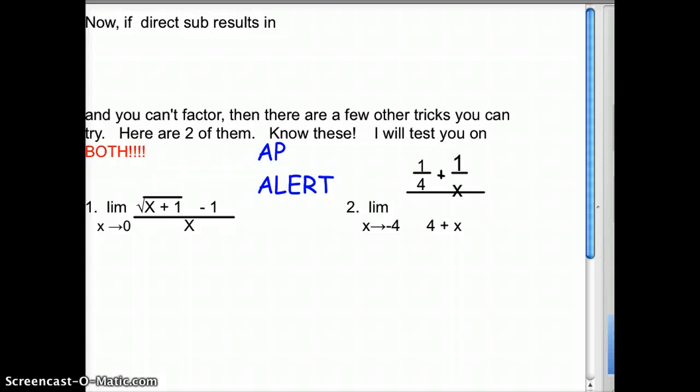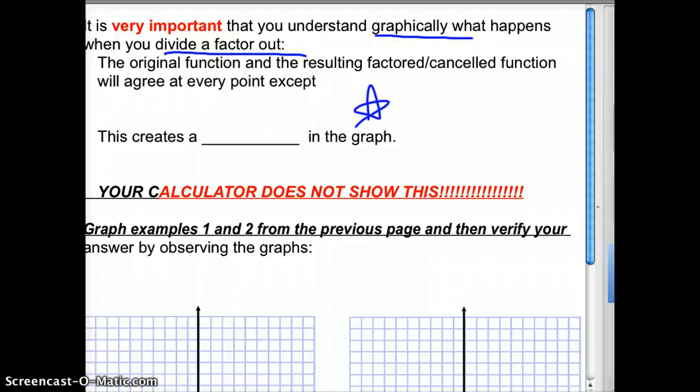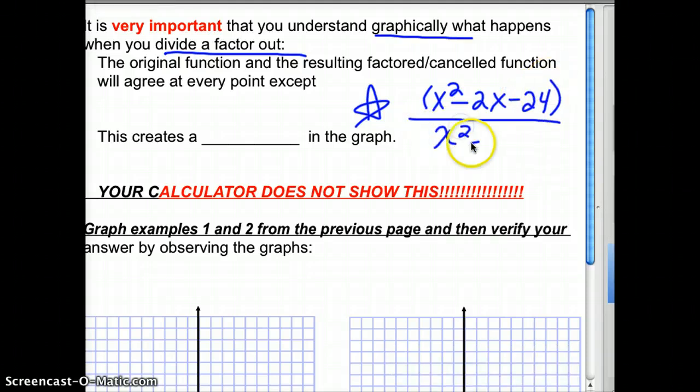Graphically, what happens when you factor something out, like let's put one on here. Suppose on the top it was x squared minus 2x minus 24, and maybe on the bottom I had x squared minus 36. All right, so know what happens in this situation with the graph without actually looking at the graph. My denominator equals 0 at 6 and negative 6. That doesn't necessarily mean there's an asymptote there. It means there's a problem there.